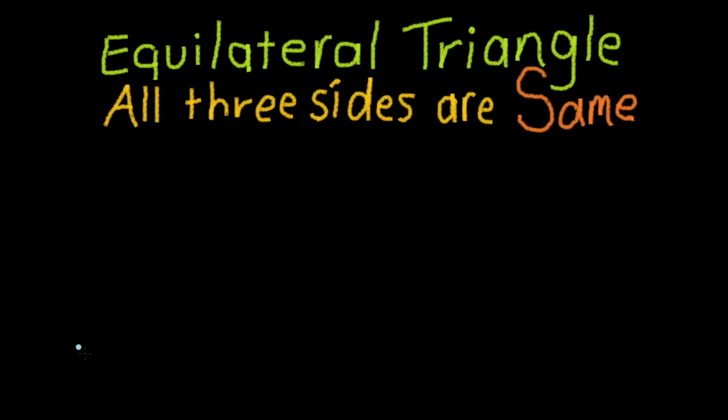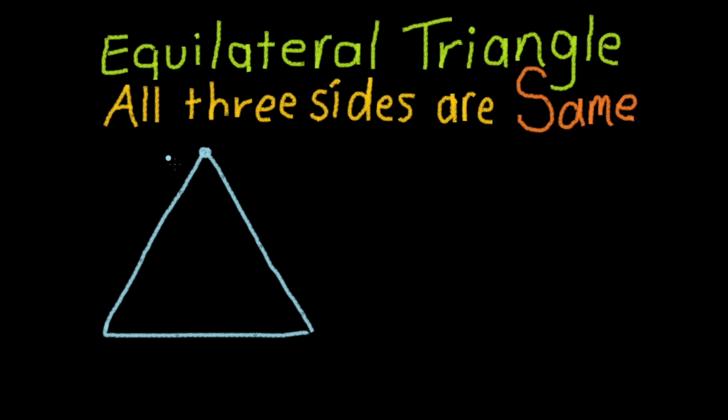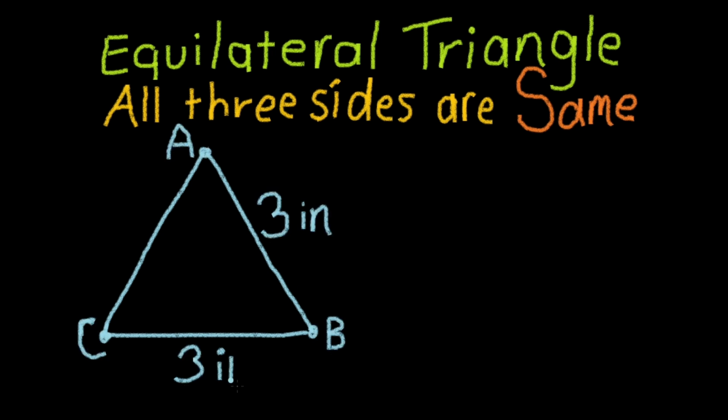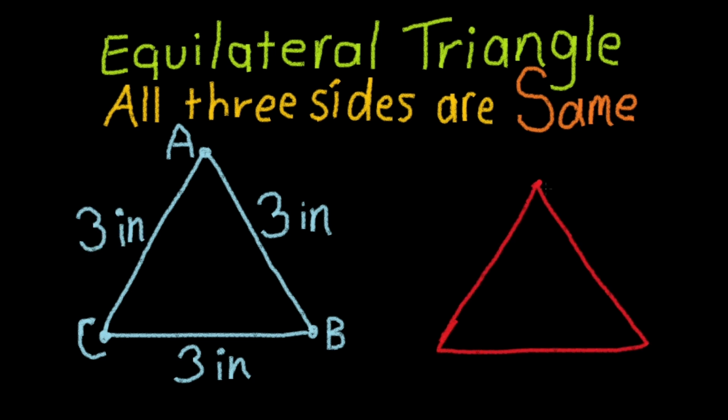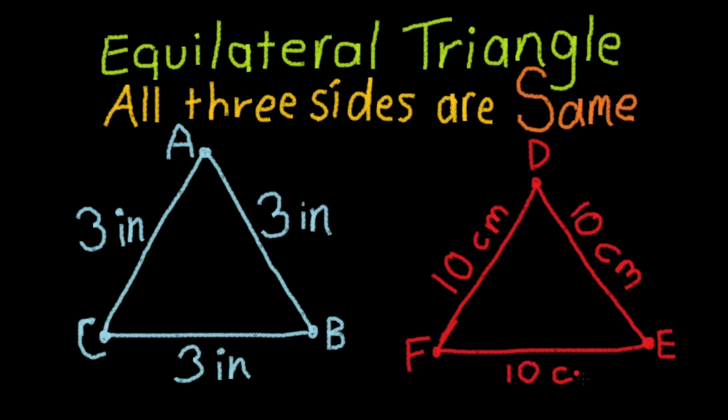The triangle ABC, for instance, has 3 sides, and they're all 3 inches long. That tells us that ABC is an equilateral triangle. Here is another example. Each side of the triangle DEF is 10 centimeters. The sides are all equal, so DEF is also an equilateral triangle.